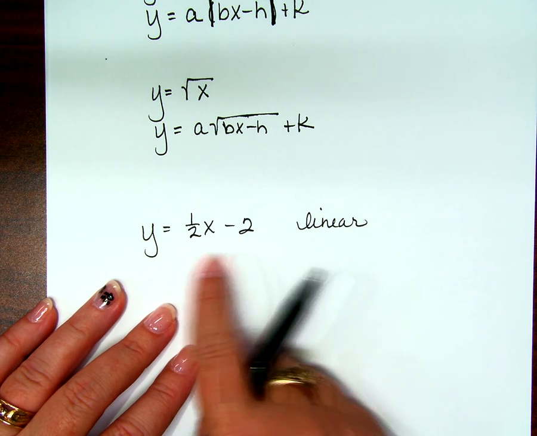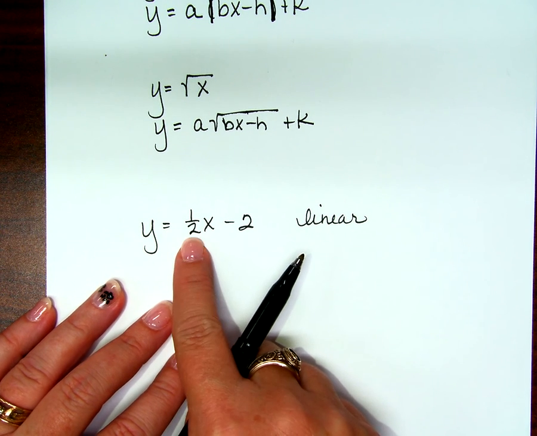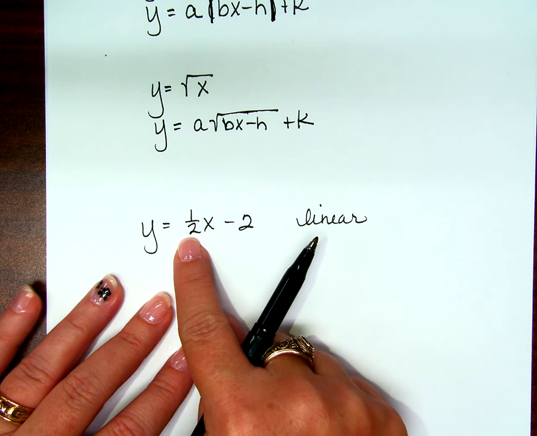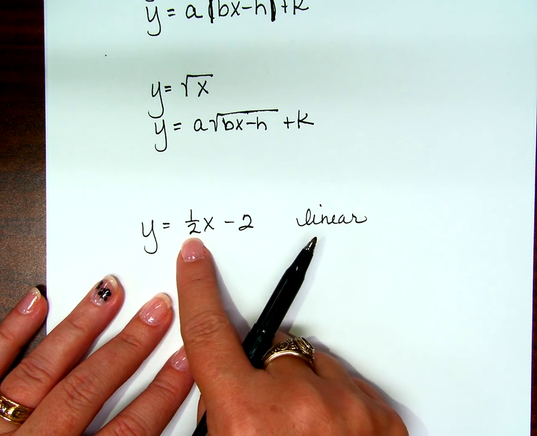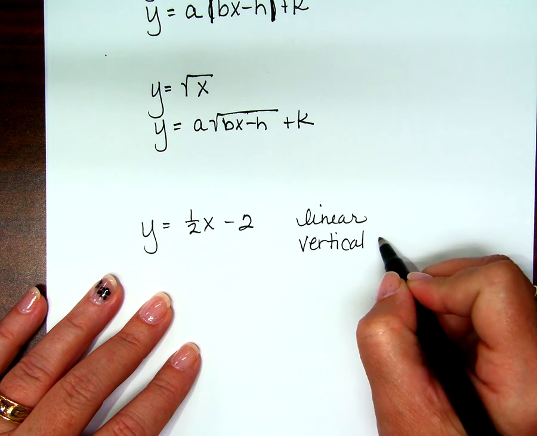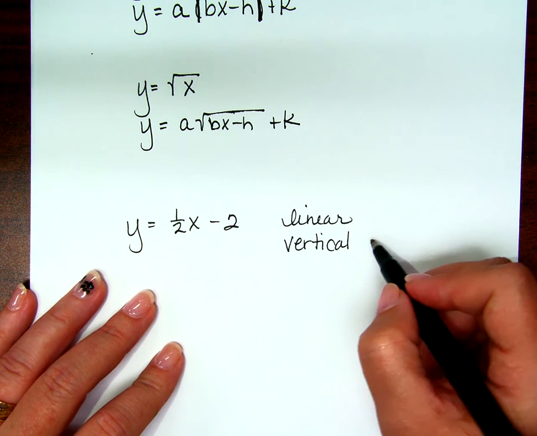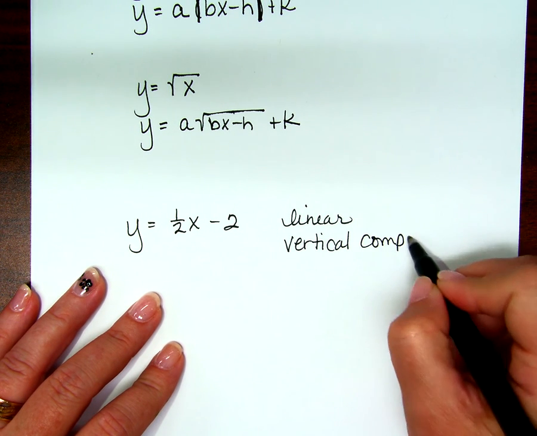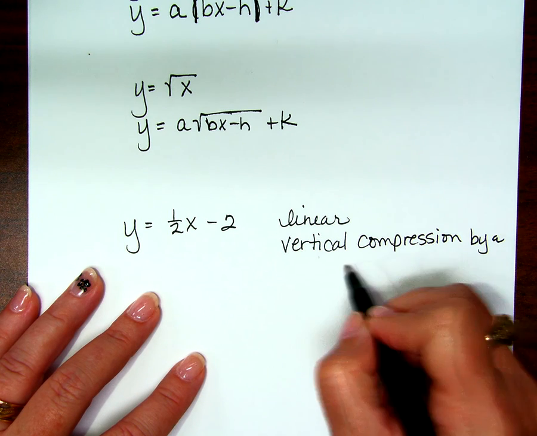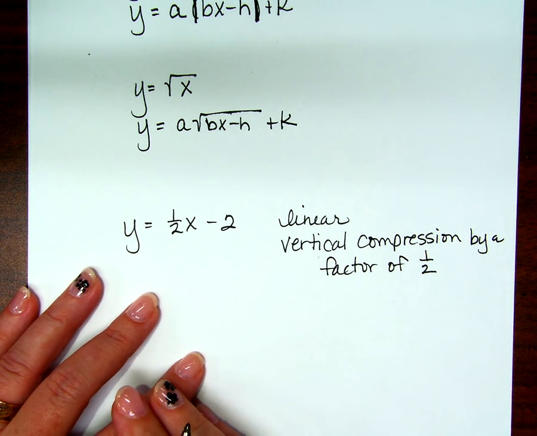And then it'll say compare this with its parent. Well, what happens here? I have a multiplier that's outside. Linear is kind of tricky because it's really not outside or inside. It's just there. So we're going to say outside. What is a multiplier? What happens with a multiplier on the outside? Vertical. Stretch or compression? Compression? Why is it compression? So it's a vertical compression by a factor of 1/2.